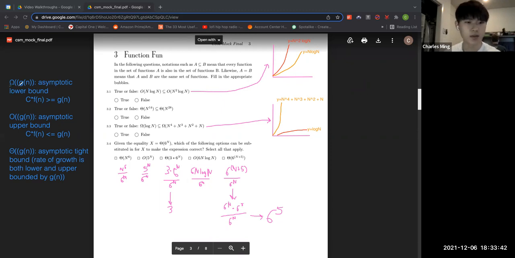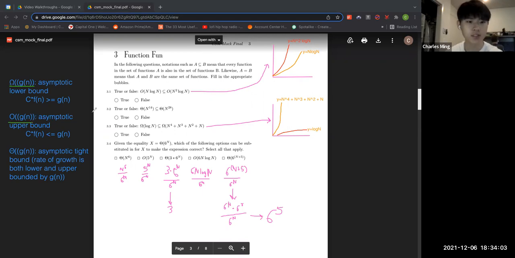Recall that big omega describes an asymptotic lower bound. Mathematically, this means a function f of n is in the set big omega of g of n if there exists a constant c such that c times f of n is always greater than g of n after some point.